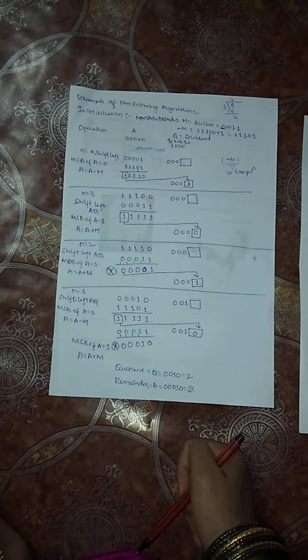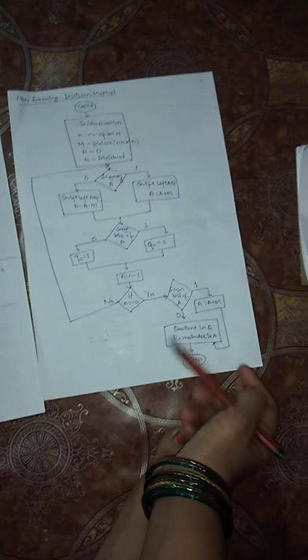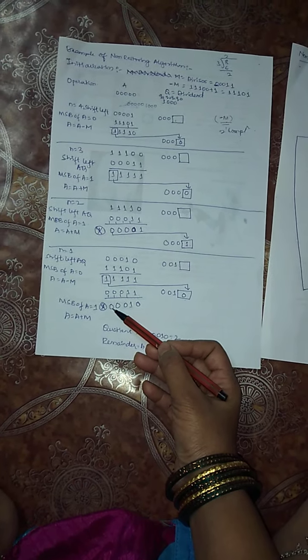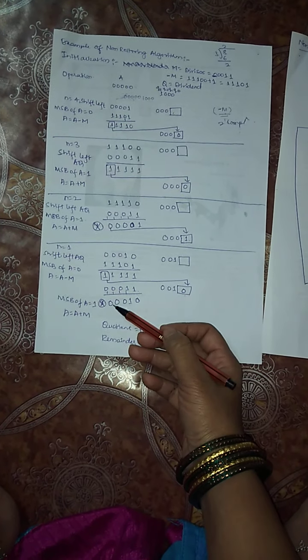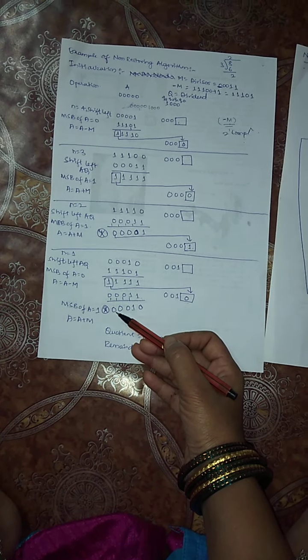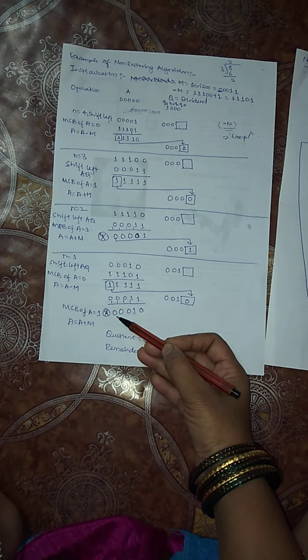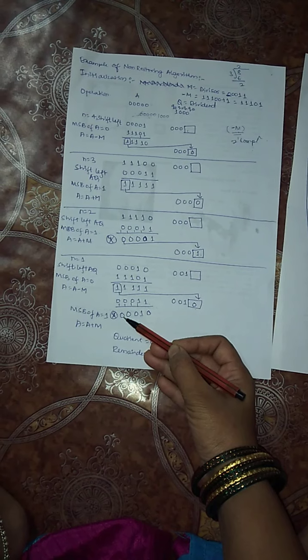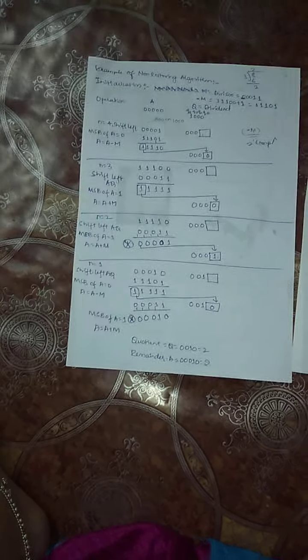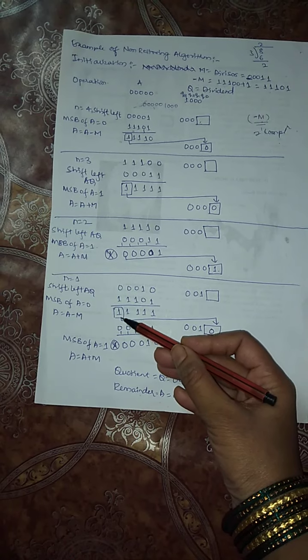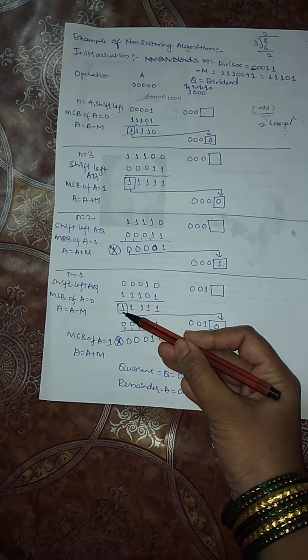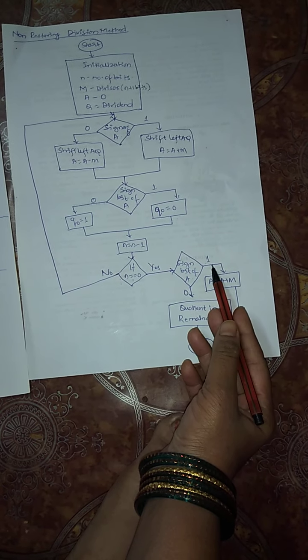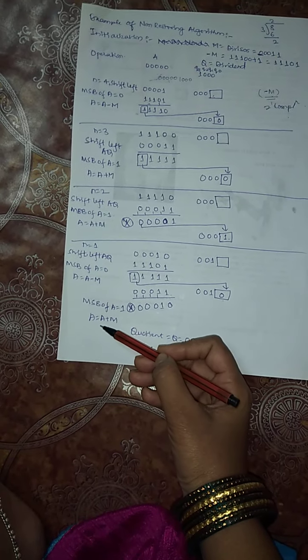Then check the result. To get the result, what are we going to check here? The sign bit of A. What is the sign bit of A? Sign bit of A is equal to 1. So when the sign bit of A is equal to 1, it means the MSB is equal to 1. What do we have to do? A is equal to A plus M. So now I am going to perform again A is equal to A plus M.